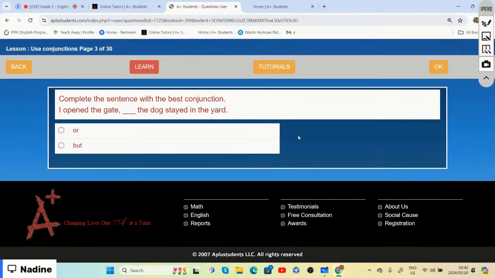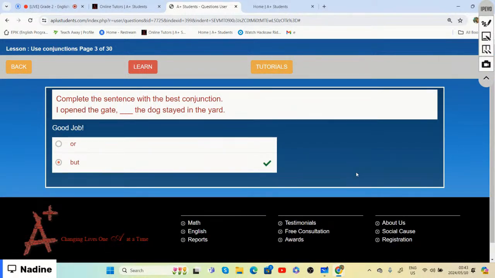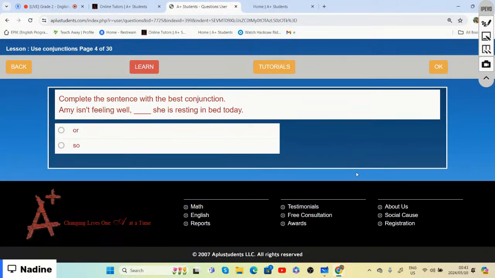All right, and if we choose the correct word, we'll say, I opened the gate, but the dog stayed in the yard. So well done, everybody.